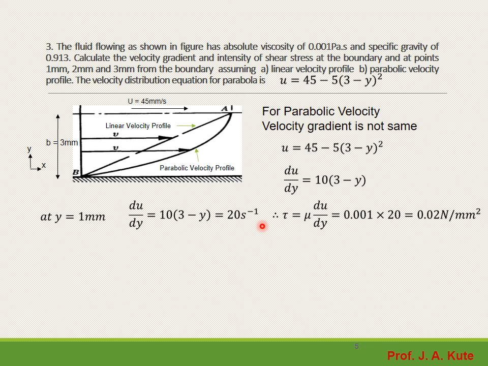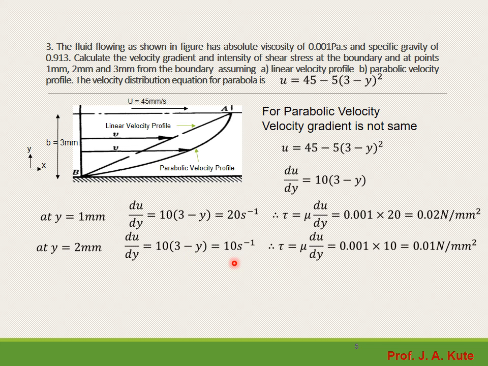Now at 1 millimeter distance, what will be the shear stress? It's very simple. Put this du upon dy value in the equation where mu is 0.001. So you will get the shear stress as 0.02 Newton per millimeter square. Similarly, at 2 millimeter distance, putting the y value as 2 millimeter, you will get du upon dy, that is the velocity gradient, as 10 per second. For this, the shear stress would be, putting du upon dy as 10, 0.01 Newton per millimeter square.